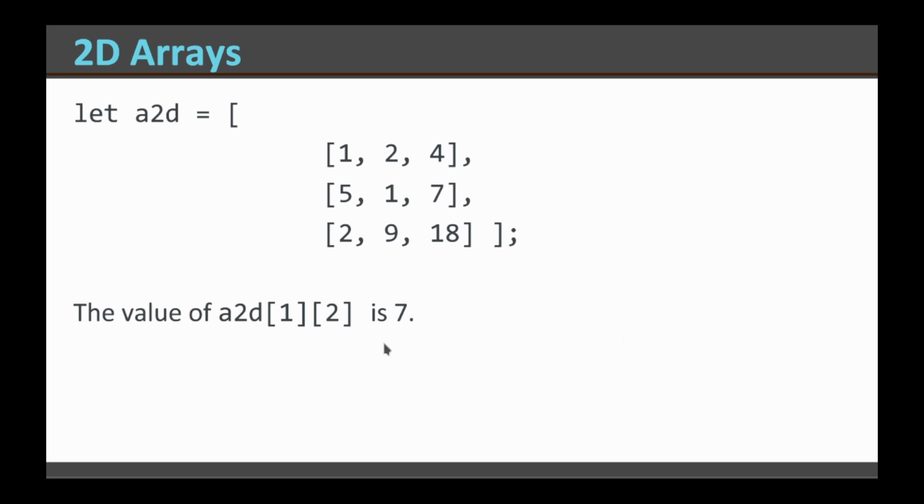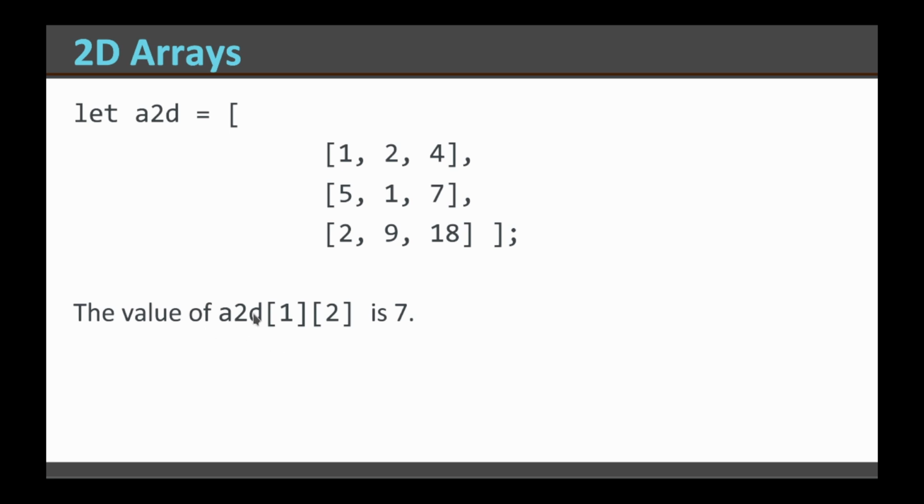So the very first index of A2D is an array consisting of 1, 2, and 4. The second index of A2D is a whole array consisting of 5, 1, and 7. And then it has an index 2, a third thing in A2D, which is also an array of 2, 9, 18. And what happens is when you go into an array and you pull out one of its indices, that's just a whole new data structure you can use.